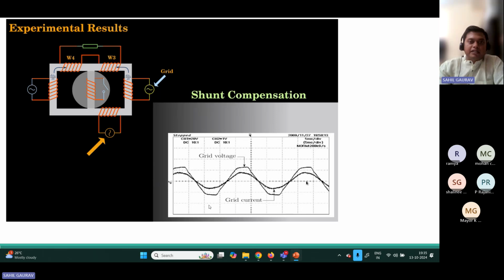Now, in the next case, we are having shunt compensation. This one is the grid voltage, but you can see that with the help of shunt compensation, we are checking the quality of current also. So the shunt compensation is also called current compensation technique. And you can see this current is having good quality. So due to this shunt compensation, we are able to play with this current, while due to series compensation, we are able to play with the voltage.